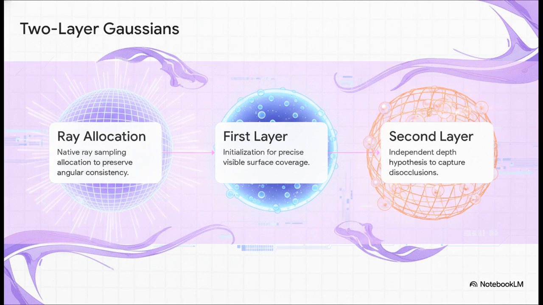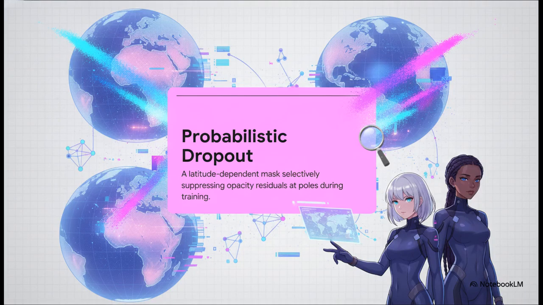Now, with panoramic inputs, we have to deal with the mathematical reality of equirectangular projection, right? Polar regions are massively oversampled compared to the equator. UniSHARP counteracts this beautifully using a latitude-dependent probabilistic dropout. By calculating the cosine of the latitude angles, this Bernoulli mask selectively suppresses the second layer's opacity residuals exactly where the ray density clusters at the poles during training. It intelligently regularizes the Gaussian distributions, essentially dropping redundant primitives where the sampling rate is artificially inflated. This handles extreme projection distortion mathematically, all without requiring a specialized, resource-heavy prediction branch.